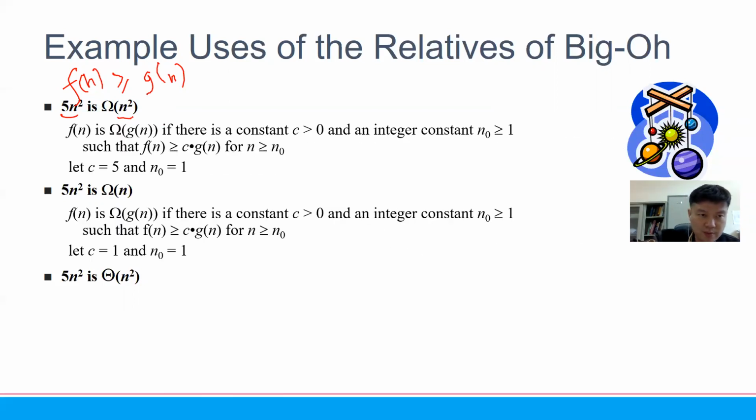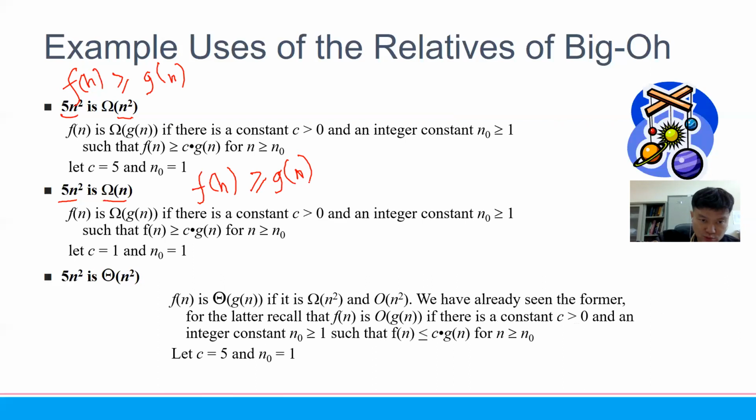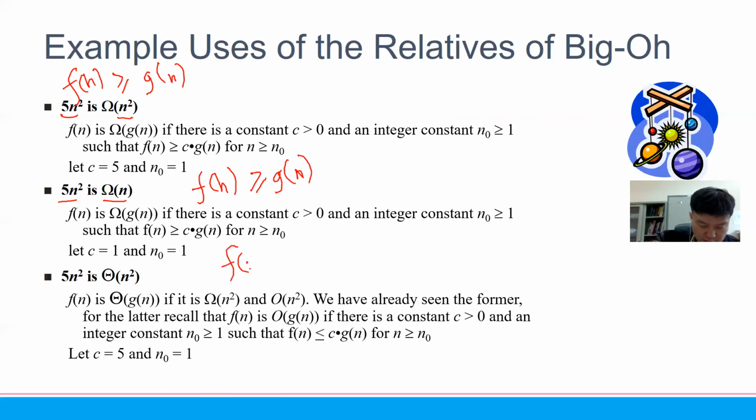Now, what about this one, n power of 2 is omega n? Yes, it is true, the same as the first function. So f(n) with this big omega is greater than g(n). Now, what about the last one? 5n power of 2 is big theta n power of 2. Is it true? Yes, it is true because f(n) is equal to g(n). Sorry, my pen is something wrong. Then we can get that this is true, so f(n) equals g(n).